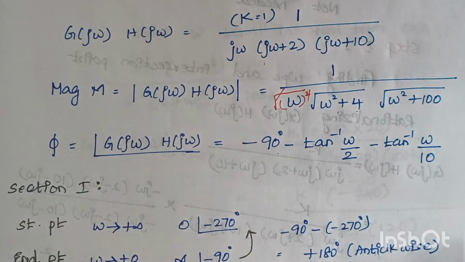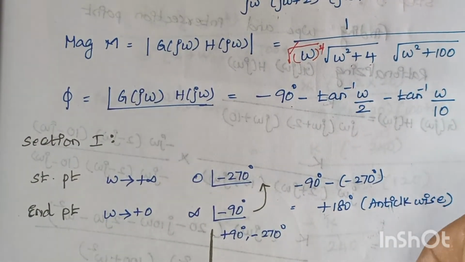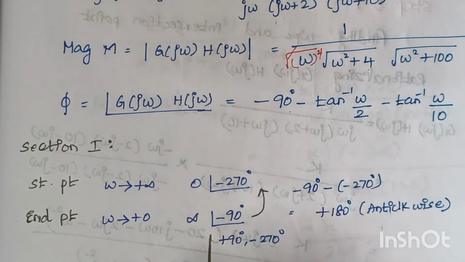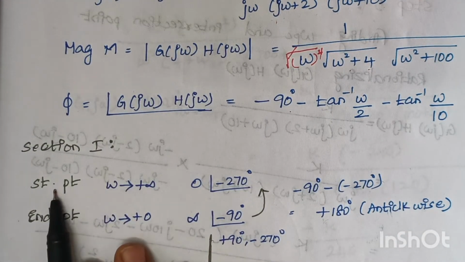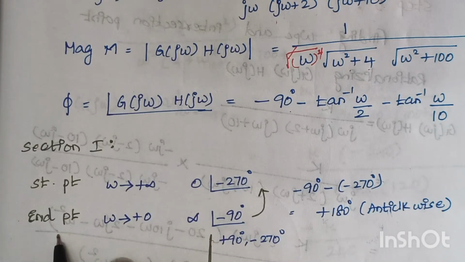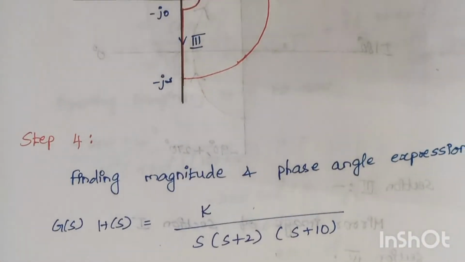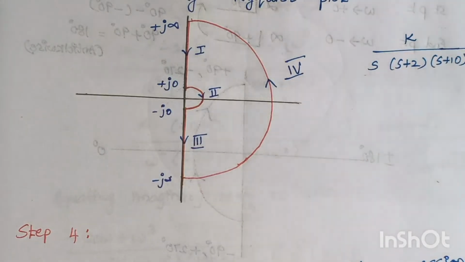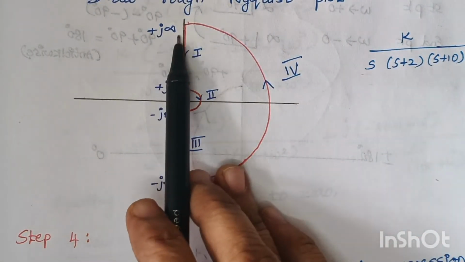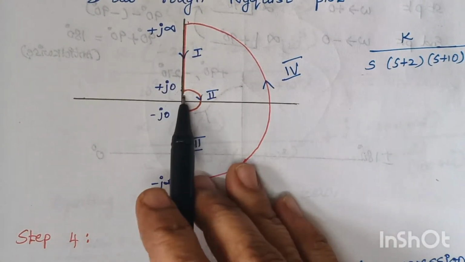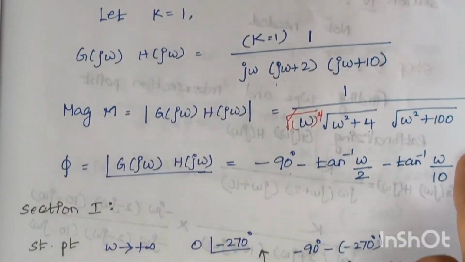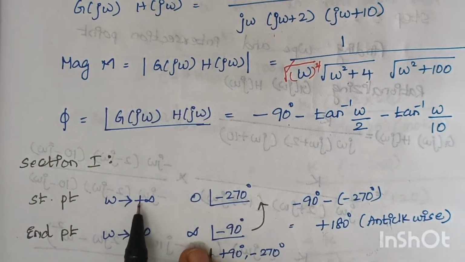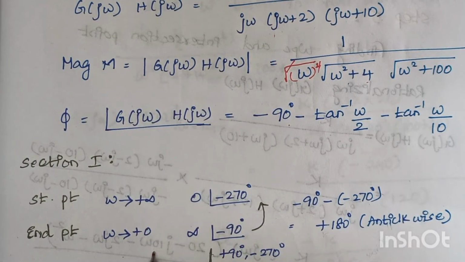Right. So then we are going for section analysis. So here we are considering our section 1. So starting point and ending point. So this is our section 1, right? So what is the starting point? It is plus j infinity. And what is the ending point? It is plus j 0. So just write down the respective values down here. Okay, plus infinity to plus 0.